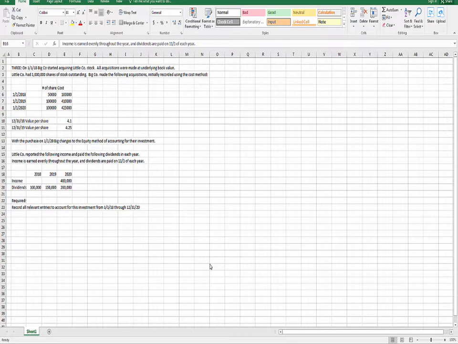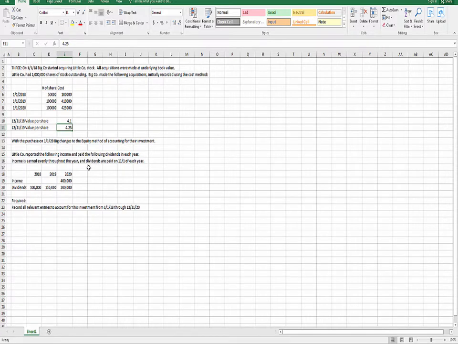So January 1st, 2018, they bought 50,000 shares for $100,000. On January 1st, 2019, they bought 100,000 shares for $410,000. On January 1st, 2020, they bought 100,000 shares for $425,000. End of year market values: end of 2018, market value $4.10 per share. End of 2019, market value per share $4.25. With the purchase on January 1st, 2020, Big changes to the equity method of accounting for their investment.